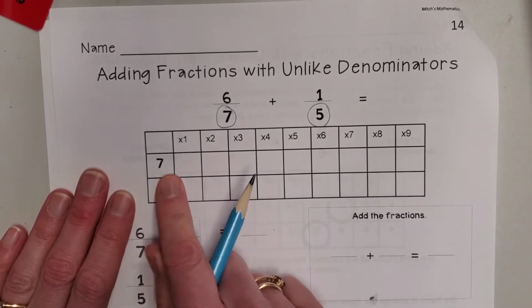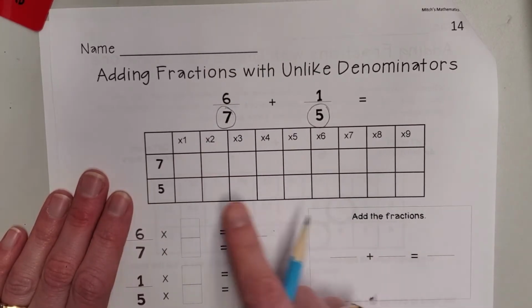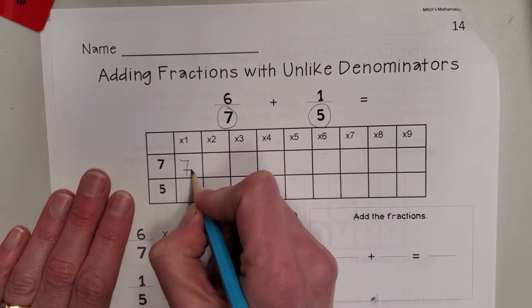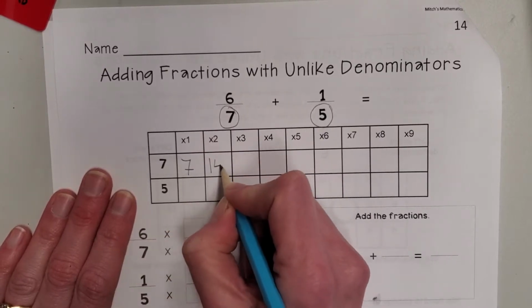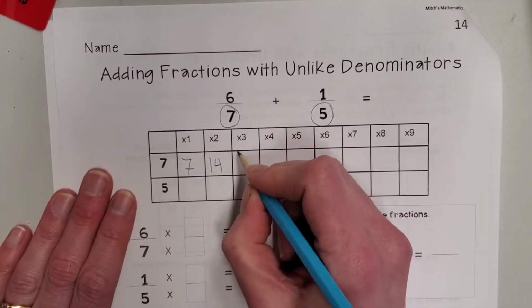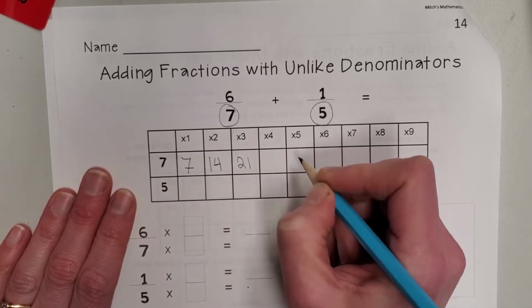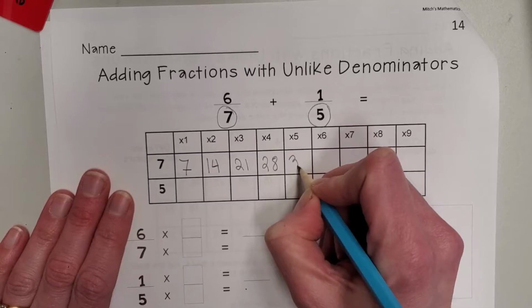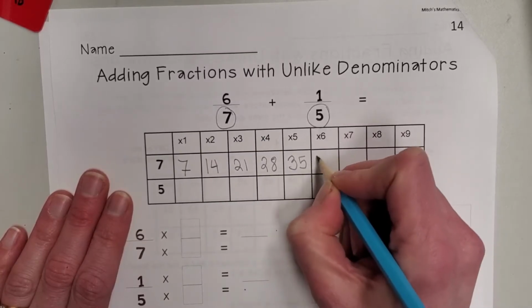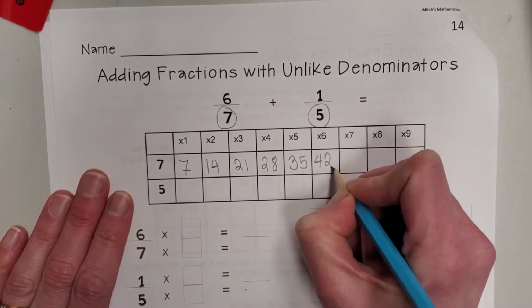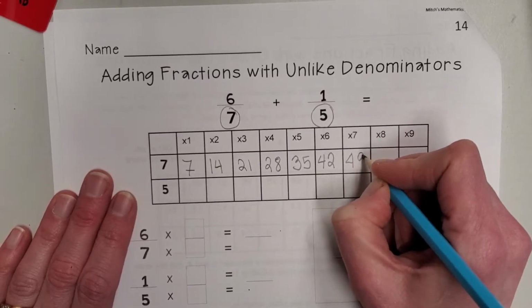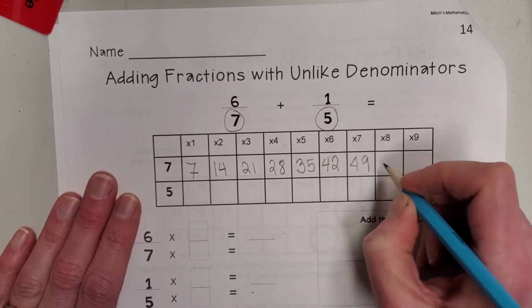Okay, so let's go through. You can use your multiplication chart for this, and we're going to go down the line. 7 times 1 is 7. 7 times 2 is 14. And please copy with me. 7 times 3 is 21. 7 times 4 is 28. 35. 42. 49. Am I getting that right? Yes.